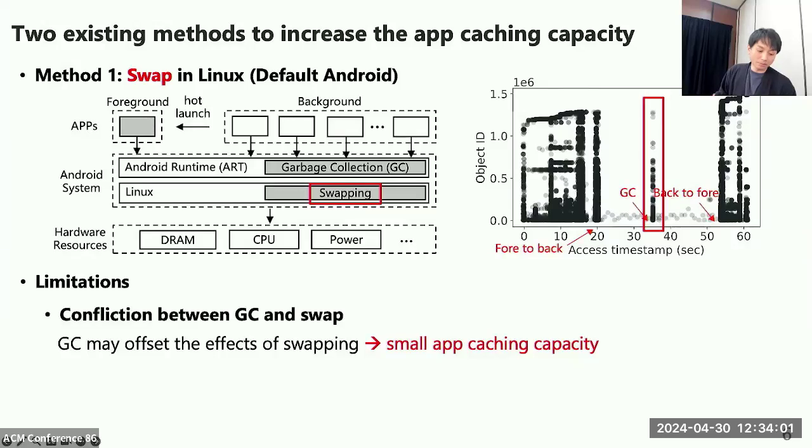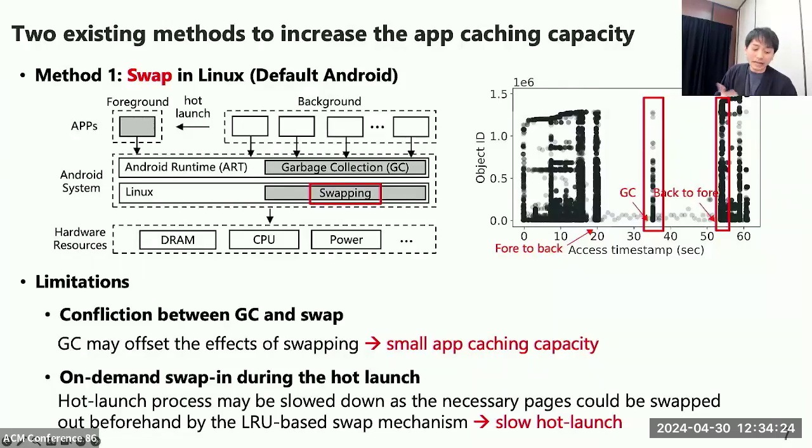For example, in the upper right providing results, when the GC is triggered at around 37 seconds, there's a spike in accessed objects due to the tracing work of GC, even though they are not necessarily used by the app mutator threads. So we have a high memory pressure here. Another issue is that the hot launch process may be delayed because the necessary pages could be swapped out.